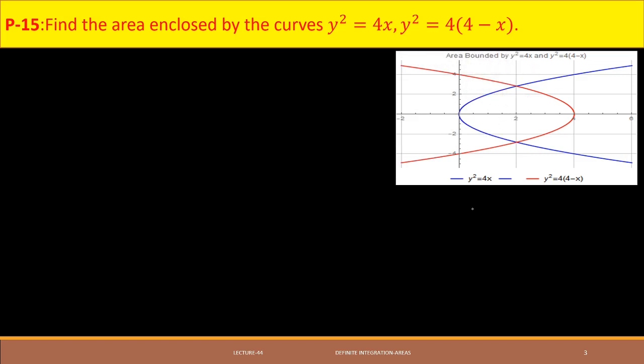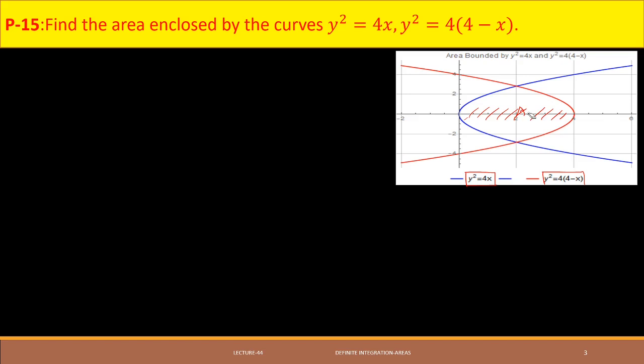As represented, the blue color curve is y square is equal to 4x, and the red color curve is y square is equal to 4 into 4 minus x. Now we need to identify the region enclosed by these two curves. Clearly this is the region enclosed by these two curves. Let me shade this region. So this is the region that we have been asked to find.